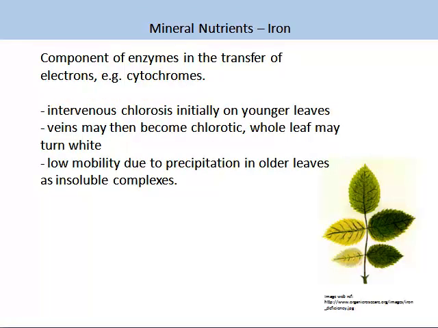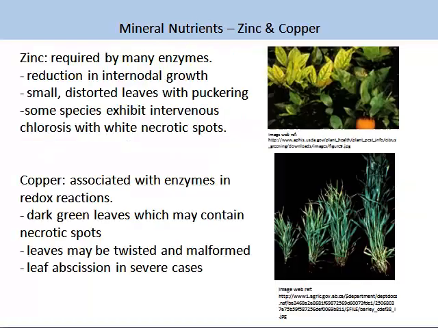Iron is an important component of enzymes in the transfer of electrons, such as cytochromes. When iron is deficient, you can get intervenous chlorosis initially on younger leaves. You may observe it in veins, and they may become chlorotic. The whole leaf may turn white. Low mobility due to precipitation in older leaves as insoluble complexes is something to look out for. Here we have a rose leaf that's been subjected to severe iron deficiency.